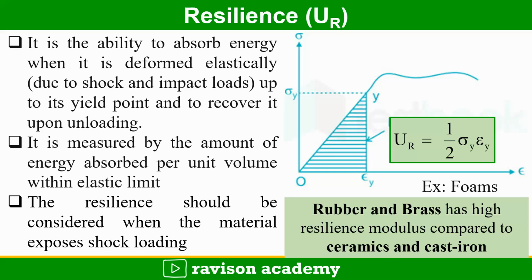Resilience. Resilience is the ability to absorb energy when it is deformed elastically up to its yield point and to recover it once the load is removed. It is the measure of the amount of energy absorbed per unit volume within the elastic limit. From the stress strain curve, mark a point up to the yield point, that is the yield stress. From the yield stress, project a vertical line, which represents the yield strain. So it forms a triangle. The area of the triangle is represented by the resilience UR, that is half base times height, half into sigma y into epsilon y. Resilience should be considered when the material is subjected to shock loading. Brass and rubber have high resilience modulus compared to ceramics and cast iron.